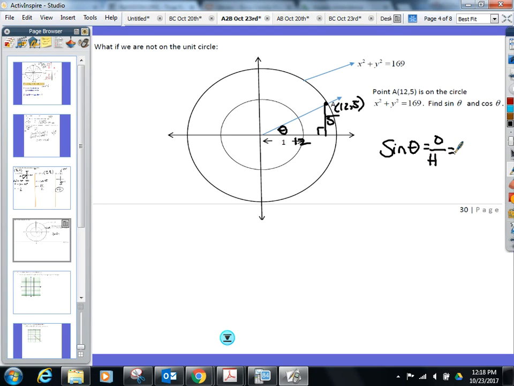What is opposite my reference angle? 5 over hypotenuse. Ah, shoot, we don't have it. Can I find it? How? It's a right triangle, you know 2 sides. You can do Pythag. There we go. I can use Pythag to find the hypotenuse. 5 squared plus 12 squared equals c squared.